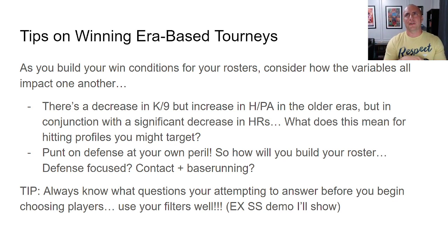God, what did I ask y'all the other day? I was asking about late inning situations, singles and extra base hits, outfield shifts, and all this stuff. I try to think about PT in terms of questions I'm seeking to answer, and I answer the most critical questions first. If there's a significant decrease in K per 9, by the way, if you haven't paid attention to Dead Ball and even Rebirth, significant decrease in K per 9, but there is an increase in hits per plate appearance in the older eras, and you think about that in conjunction with the significant decrease in home runs, what kind of hitting profiles do you want to target?